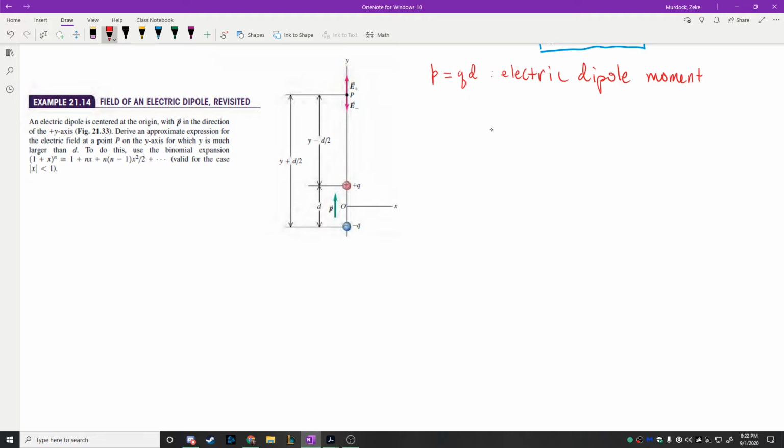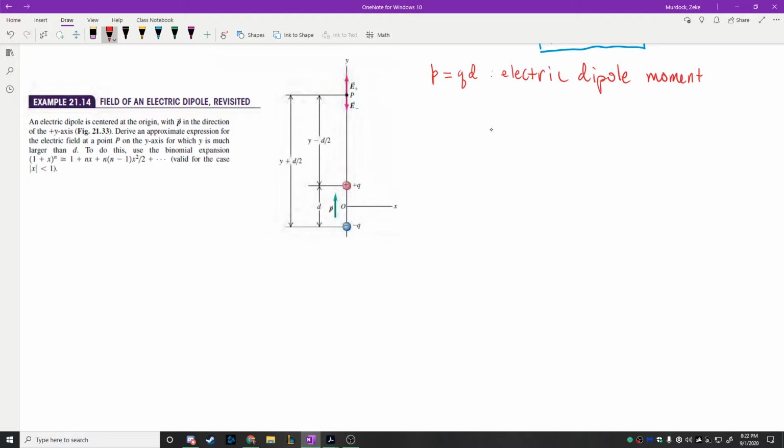Derive an approximate expression for the electric field at point P, right here, on the y-axis, for which y is much larger than d. So we're specifically going to look at what the value of the electric field is when y gets really big. We'll start off by finding the electric field when y is some normal value, and then we're going to use something called the binomial expansion to expand this out.